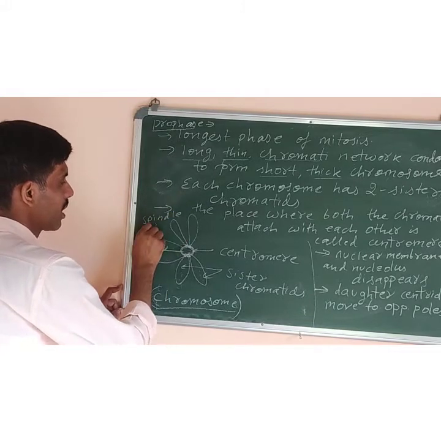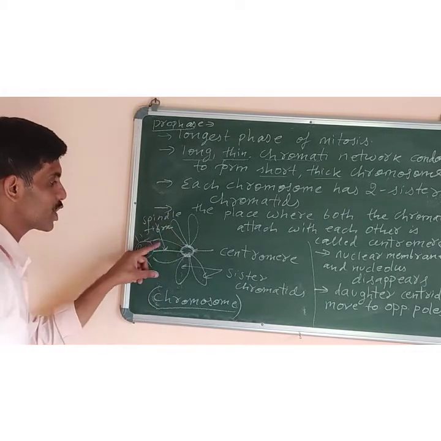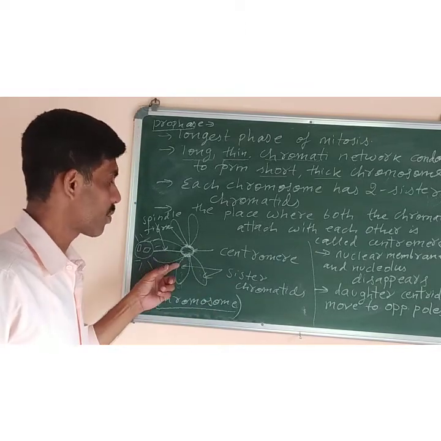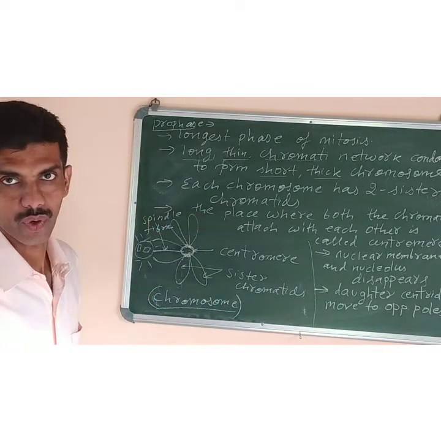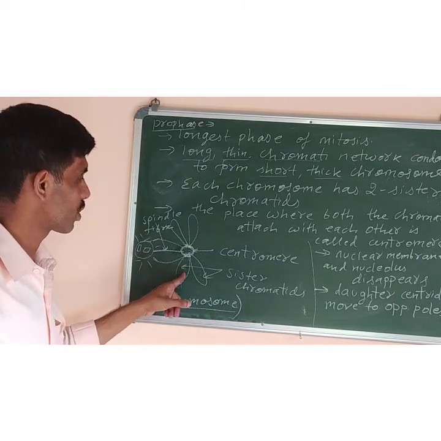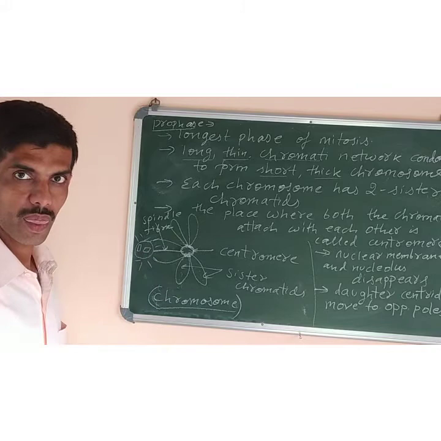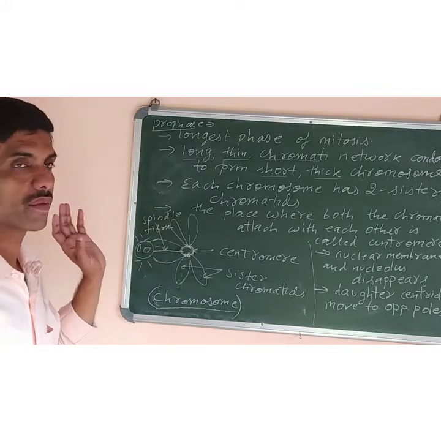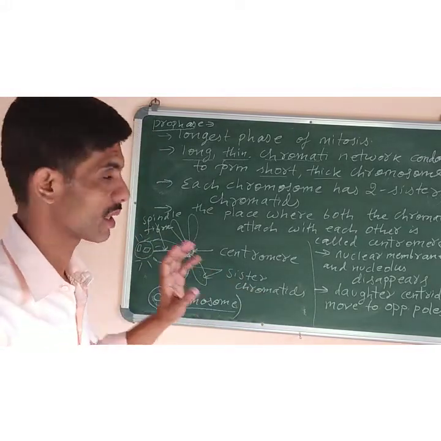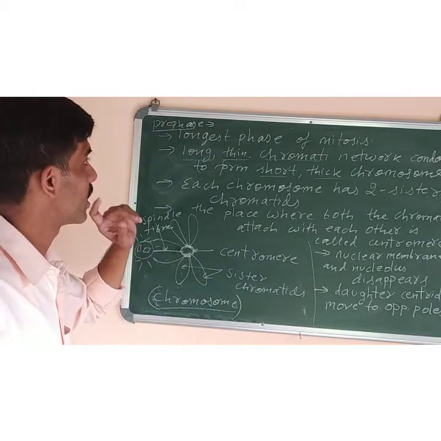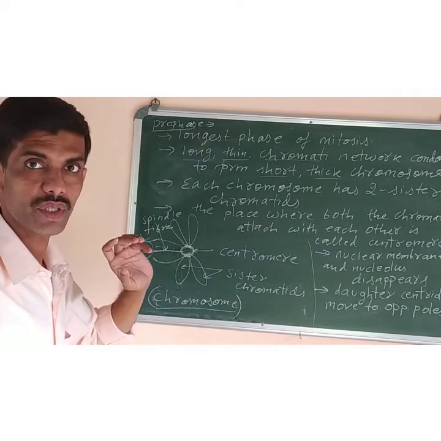S-P-I-N-D-L-E, spindle fibers. The function of these spindle fibers is to help pull the chromosomes towards the opposite poles. They attach the chromosomes with the centrioles. Okay? So in the first stage of mitosis cell division, that is karyokinesis, prophase was the first substage. This is the longest phase of mitosis.